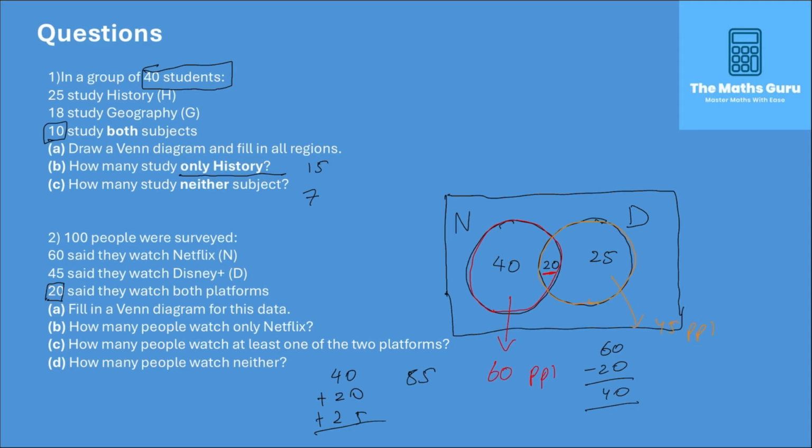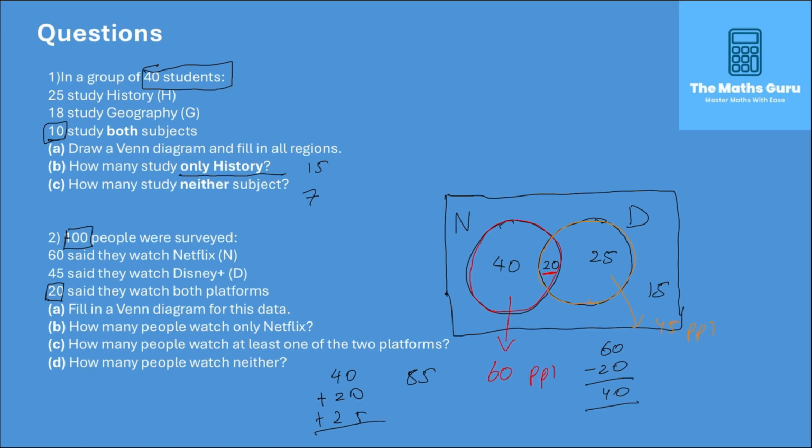So we need to look at the total. We say 100 people, but we've only accounted 85 people out of the survey. So we must need to put 15 outside of our circles to make sure the Venn diagram is complete and accurate. So that's going to conclude our Venn diagram.